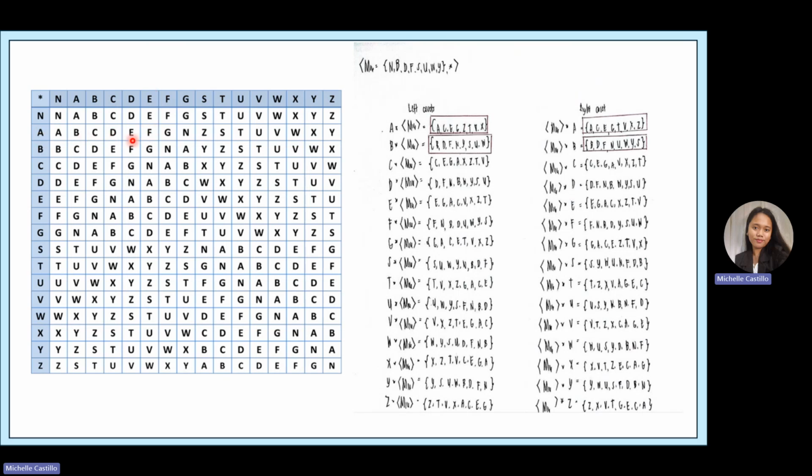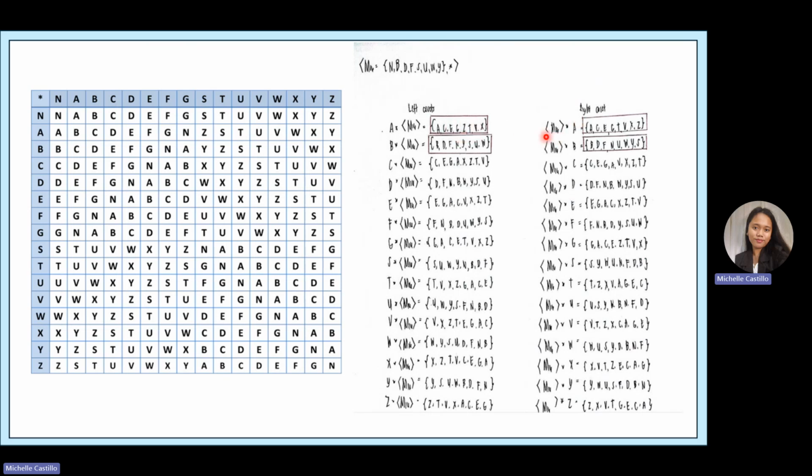a star f is equal to g, then a star s is equal to t, a star u is equal to t, then a star w is equal to v, then a star y is equal to z. Therefore, a star M sub 16 is equal to a, c, e, g, z, t, v, and x.